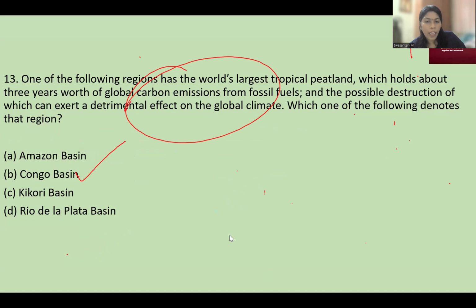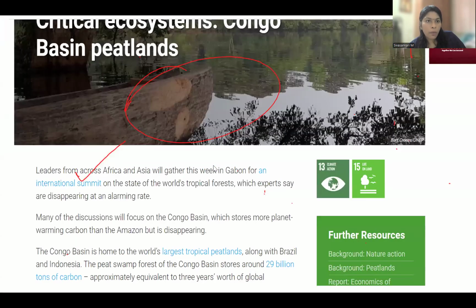Can I show it? So it's a dynamic question and it came in the newspaper. See this critical ecosystem, Congo Basin peatland. It was even published on the UN site. This particular article was there on the UN site, and they have taken it from there only. It's the world's largest tropical peatland along with Brazil and Indonesia. The peat swamp forest of Congo Basin stores 29 billion tons of carbon. Direct question, so nothing complex. They did not confuse you, they directly asked this question.